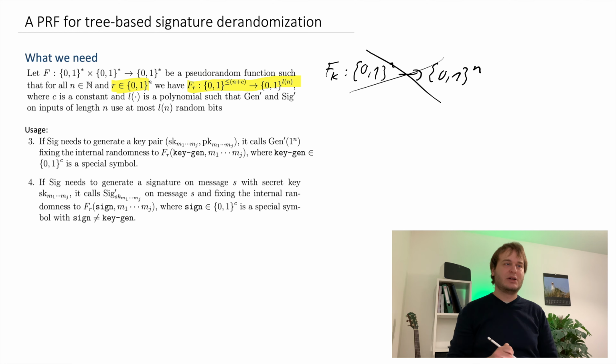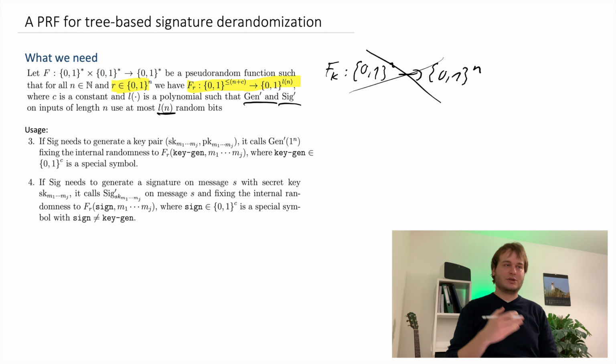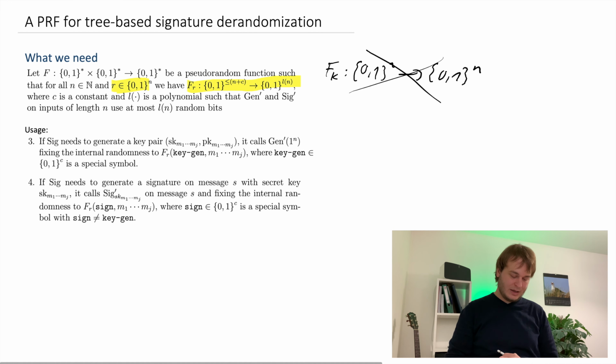Why do we need this more special kind? Well, it may happen that the gen and sign algorithms use more than n bits. So they may use polynomially many random bits in their computations, and usually they will be more than n. So our pseudonym function, which should provide randomness for these algorithms, should also output at least L of n bits, so that we can be sure that we have sufficiently many random bits for gen and sign. And then this other requirement of being able to take bit strings of length at most n plus c comes from the way that we use it in the construction.